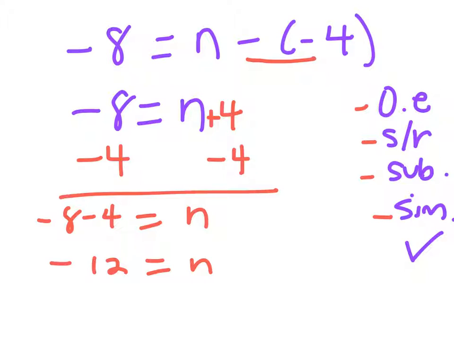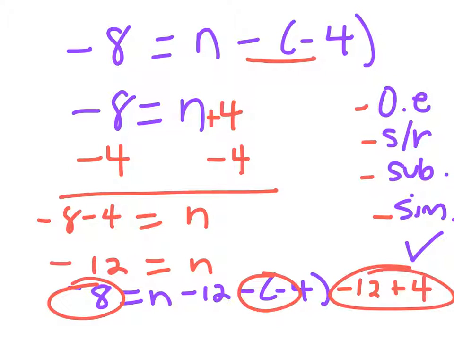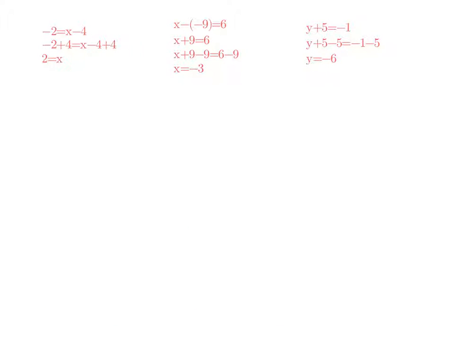We can plug that back into our original equation and see if it works. Negative 8 equals negative 12 minus negative 4. And we can change this side of the equation to negative 12 plus 4 when we simplify that, and we have then negative 8 will equal negative 8 on this side, and it works.